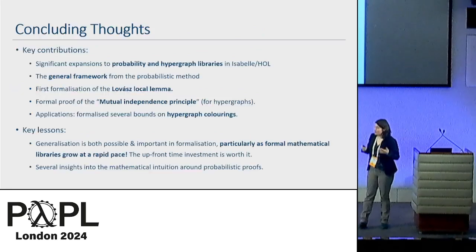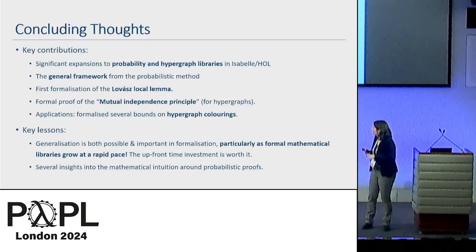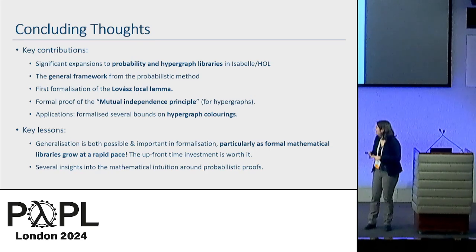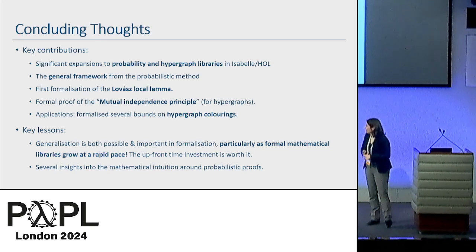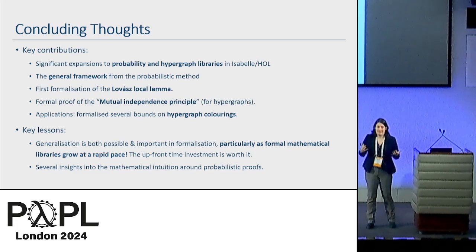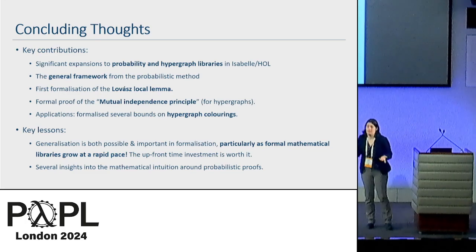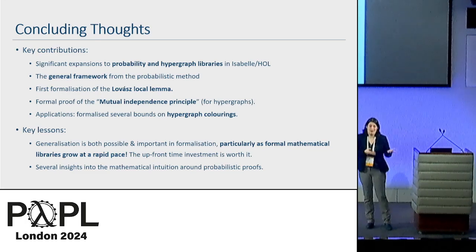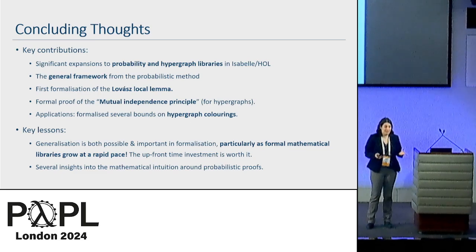So to finish off, the key contributions of this work are a lot of expansions to the libraries for probability in Isabelle, this general framework, and the proof of the Lovász local lemma, along with this little bonus of the mutual independence principle and a few applications that we looked at. I do really want to emphasize that the applications we looked at were hypergraph colorings, and I have already seen some success in going back to the proof I did last year on graphs, which was a completely different context, and it both improved the automation of a number of proofs and got rid of some of the extra setup that we had previously.